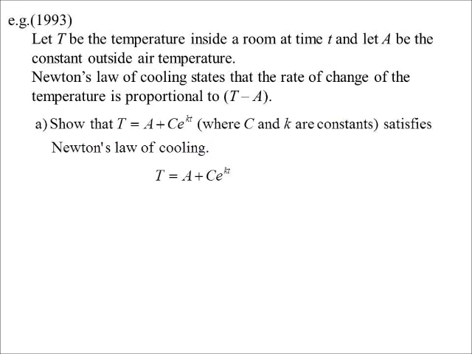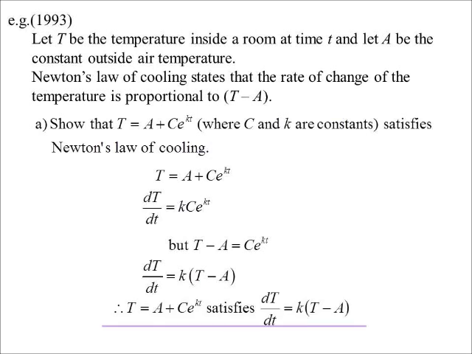So if T is A plus Ce to the kt, remember I'm trying to show dT/dt is equal to some constant times T minus A. Differentiate that, dT/dt equals kCe to the kt. But hang on, we know T minus A is Ce to the kt, so I just got to rearrange what they're asking me to show. So yeah, okay, we get some constant times T minus A. So yes, it does satisfy. So yep, we know that T equals A plus Ce to the kt is in fact a solution to our differential equation.